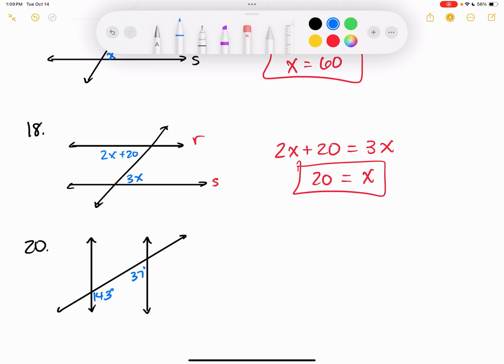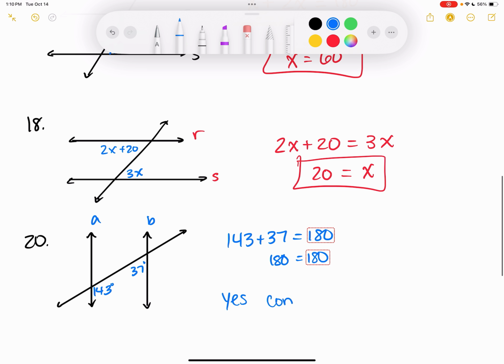So with the given information, can I prove that, this is A and this is B, lines A and B are parallel to each other? Yes. Why? What was it called again? Consecutive interior angles converse. Yep. So if 143 plus 37 is equal to 180, which it is, then those two things add up to 180, and by the consecutive interior angles converse, the lines are parallel.